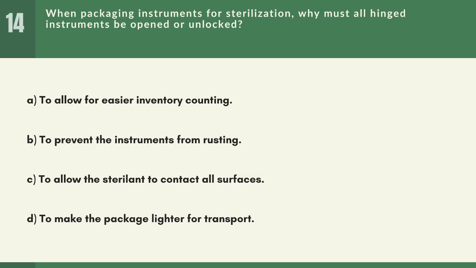Question 14. When packaging instruments for sterilization, why must all hinged instruments be opened or unlocked? A. To allow for easier inventory counting. B. To prevent the instruments from rusting. C. To allow the sterilant to contact all surfaces. D. To make the package lighter for transport.